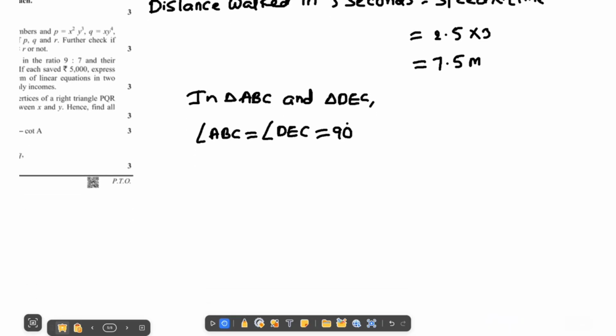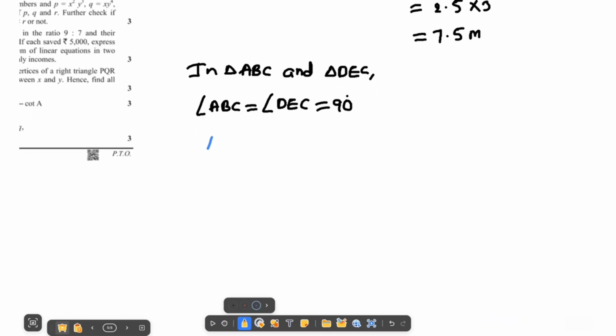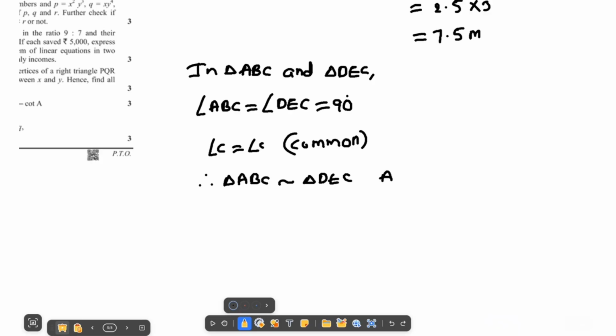And angle C is common in both the triangles. Angle C is equal to angle C because it is common in both the triangles. Therefore, both these triangles are similar by AA similarity. Therefore, triangle ABC is similar to triangle DEC. So this is by angle similarity. Two angles of the first triangle are equal to two angles of the second triangle.